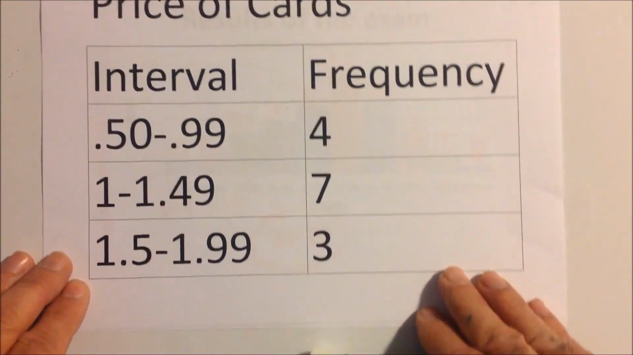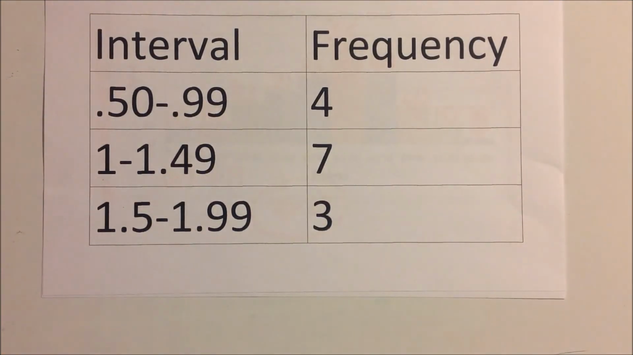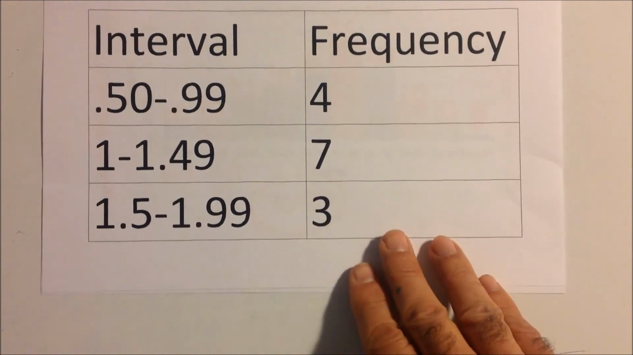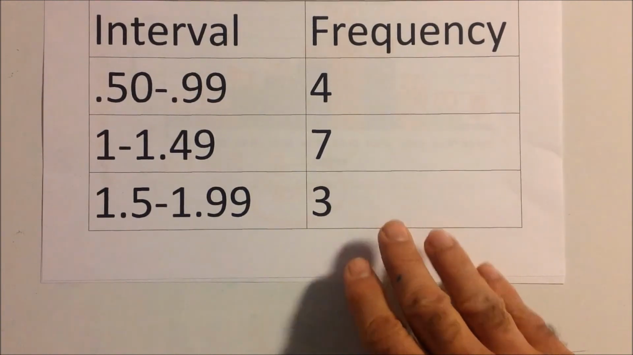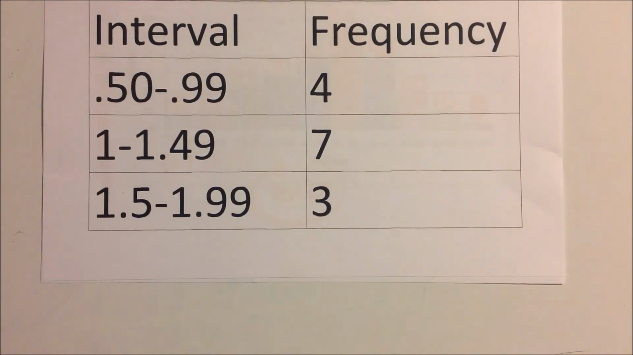So here is one part. I'll give you one more point. We have $1.50 to $1.99. The frequency is 3, so write that down, and see if you can make a histogram on that.